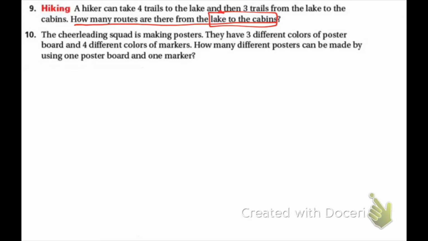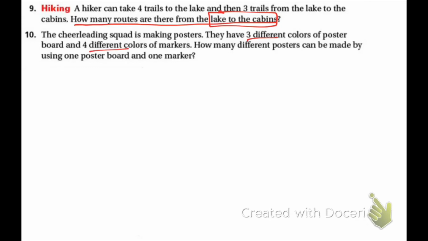Number 10, the cheerleading squad is making posters. They have 3 different colors of poster boards and 4 different colors of markers. How many different posters can be made using 1 poster board and 1 marker? For this one, we're counting the number of different ways, given 3 colors for posters and 4 colors for markers.